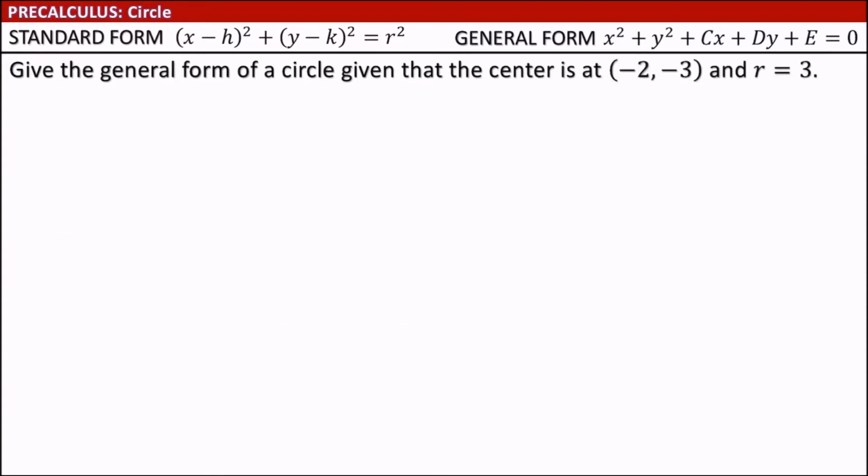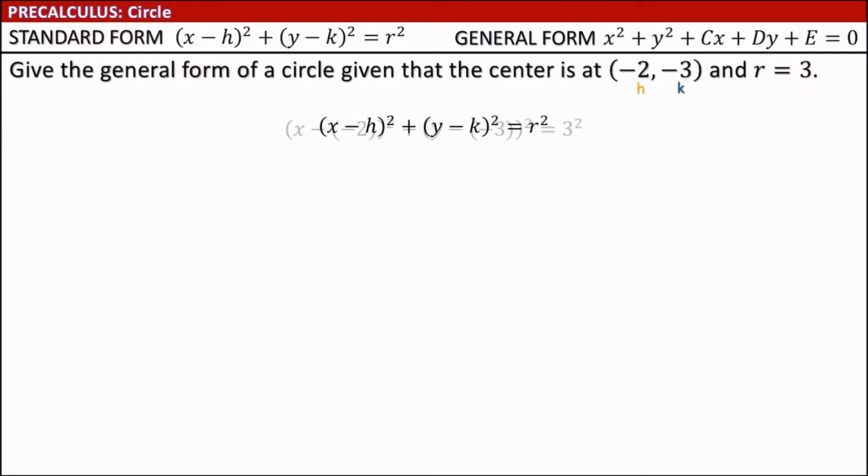Give the general form of a circle given that the center is at negative 2, negative 3, and the radius is equal to 3. In this problem, we have the values of h and k. H is equal to negative 2 and k is equal to negative 3. Ang gusto nating malaman ay ang general form ng circle na ito. Bago tayo mag-proceed sa general form, let's find first the standard form.